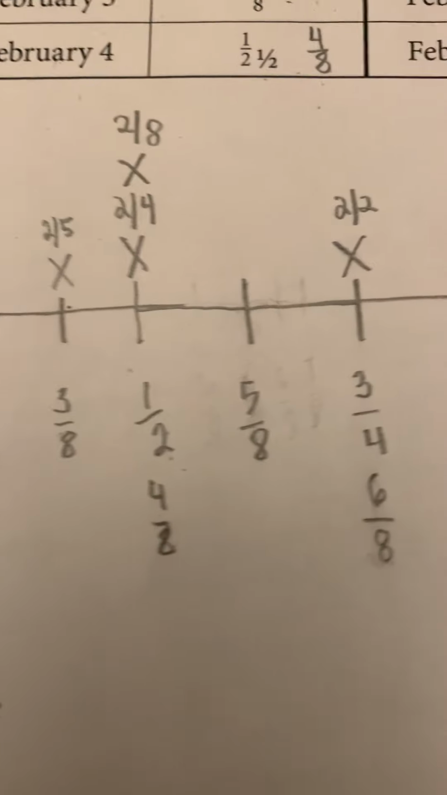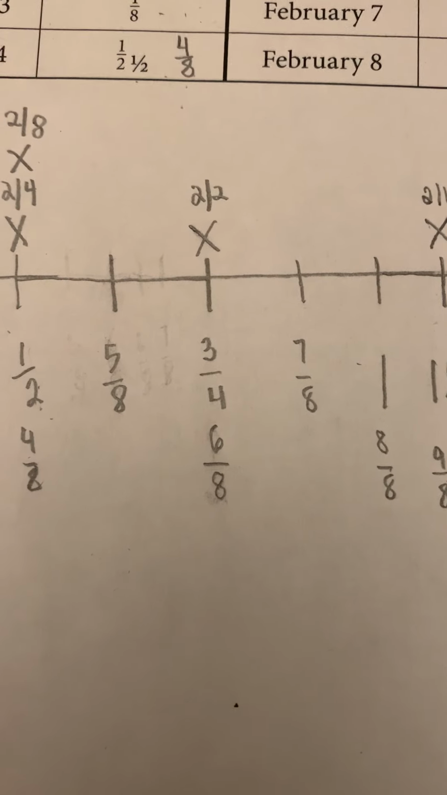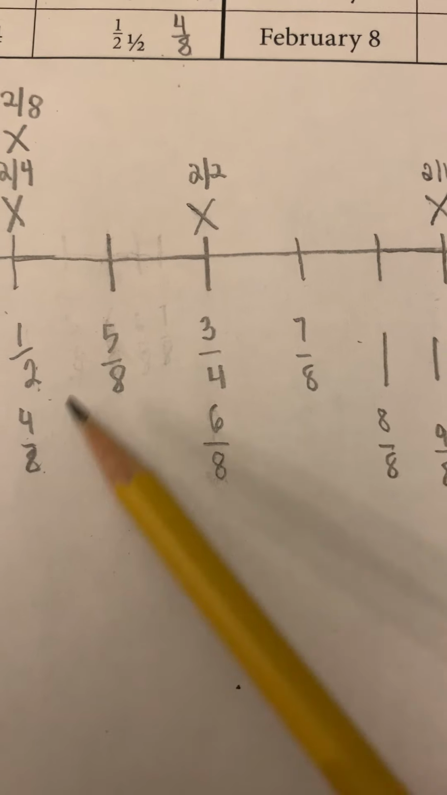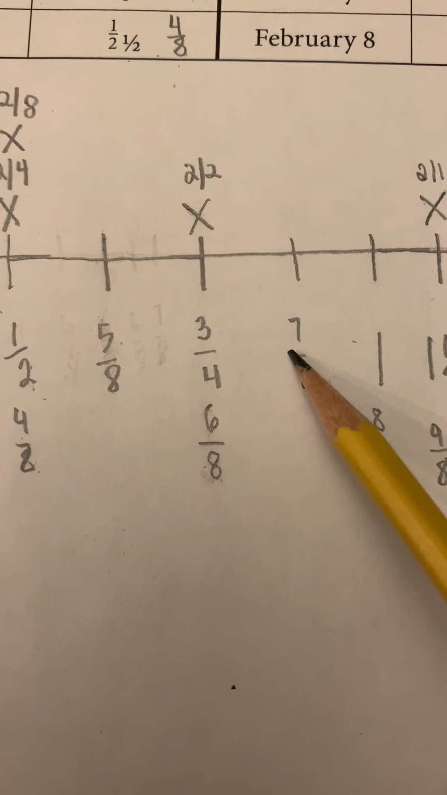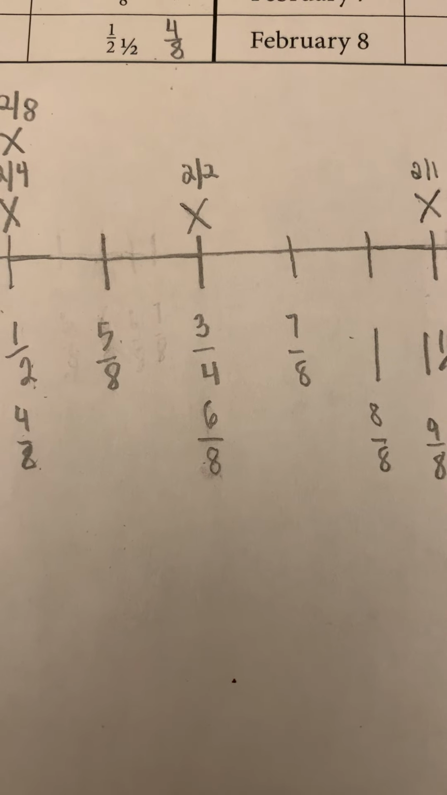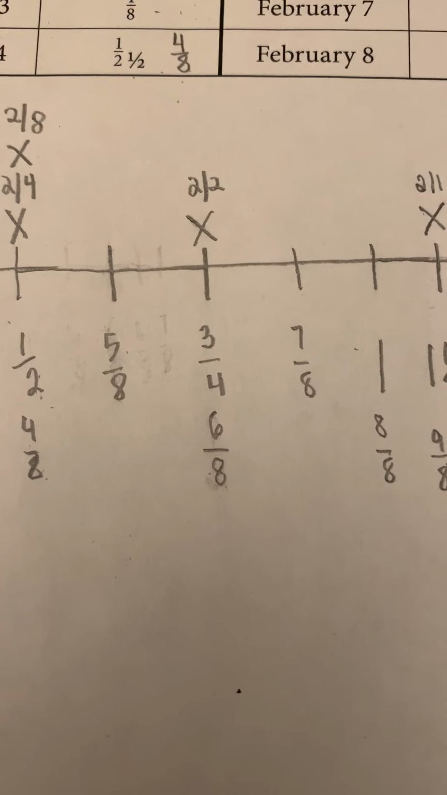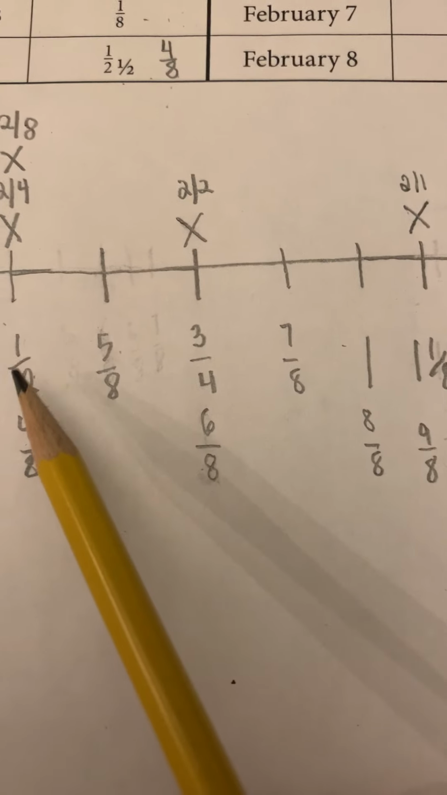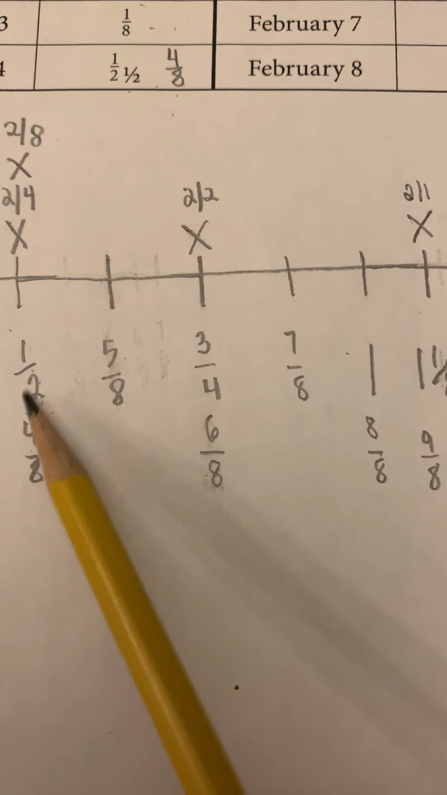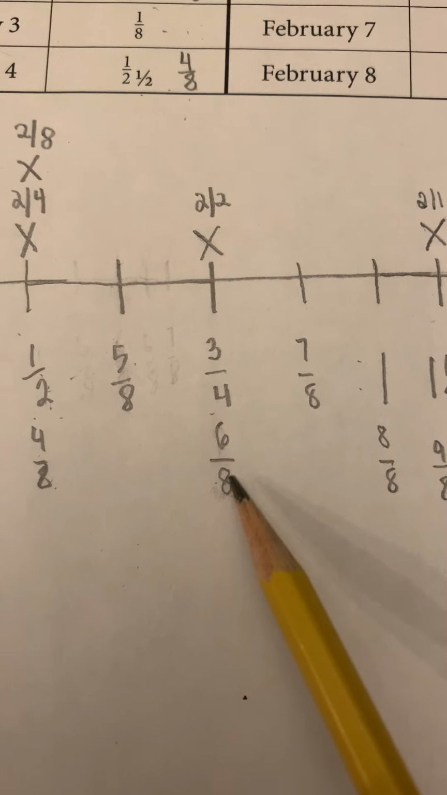Let's look at the next section. My next section goes to 1. So 4/8, 5/8, 6/8, 7/8, 8/8. And I tried to make all my spaces the same size without a ruler. I did my best job with just eyeing it. I know that this is 1/2, and halfway between 1/2 and 1 is 3/4, which is also 6/8. And then I also wrote down that 1 is the same as 8/8.